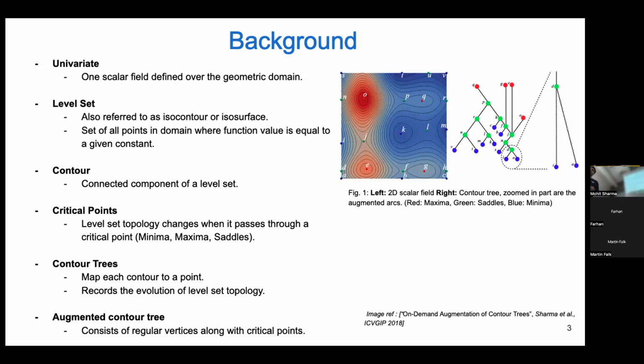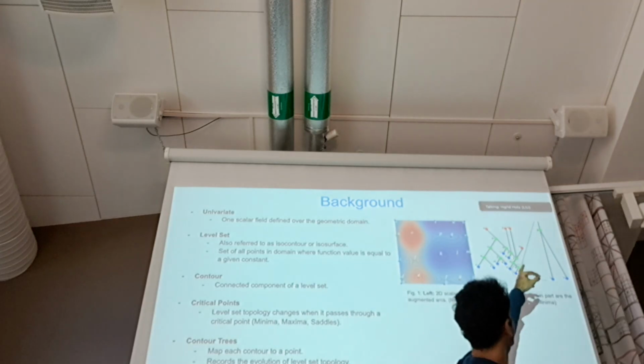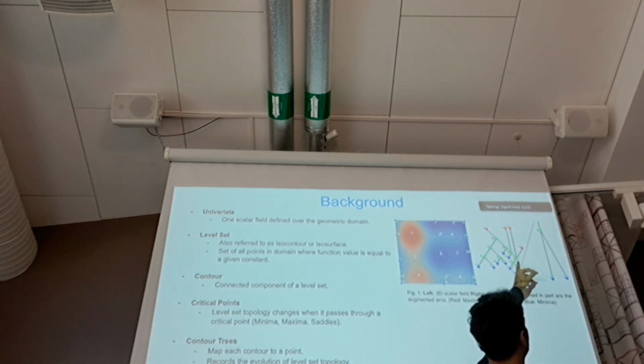Critical points: the points where level sets change their topology. By topology, I mean they either emerge at that point, or they vanish at that point, or they merge or split at that point. E and O are two maxima. J is a saddle point. Multiple contours are either joining or splitting at J. Next is contour trees. Contour tree basically captures the evolution of these level sets. Contours emerging from O and E are joining at J. That thing we can observe, that these two arcs are joining at this saddle.